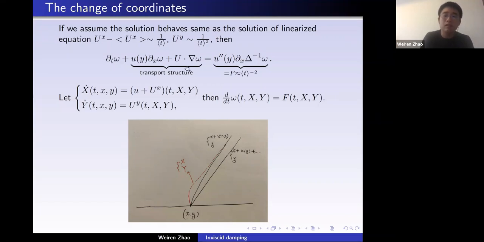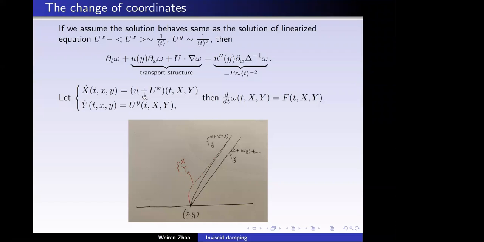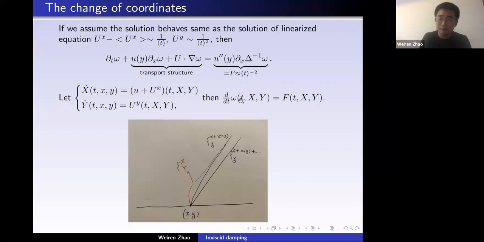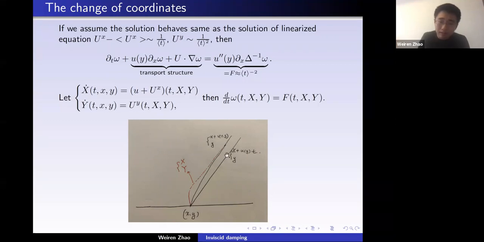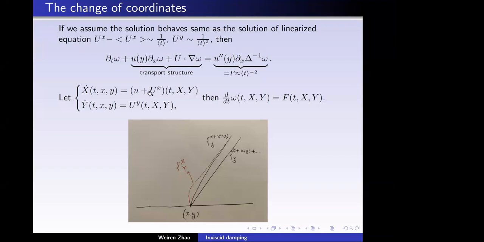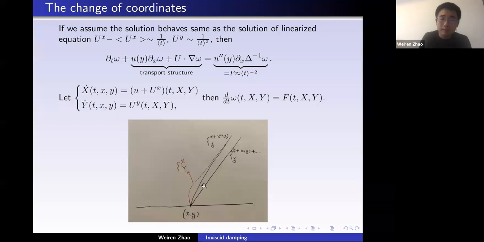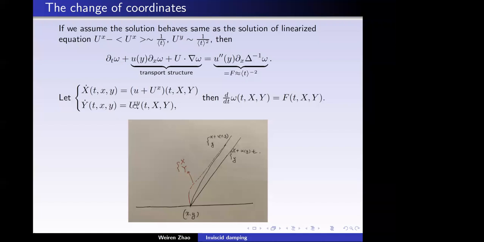The first part is the transport part. If we introduce the characteristic line, then the vorticity along this line will become good. What is this line? This red line we call the characteristic line. And this straight line is the characteristic line of the linearized transport equation. It means that you allow this U to become zero. This line is the line where you take U, the first component of U, to become the average of U. This one also becomes zero.